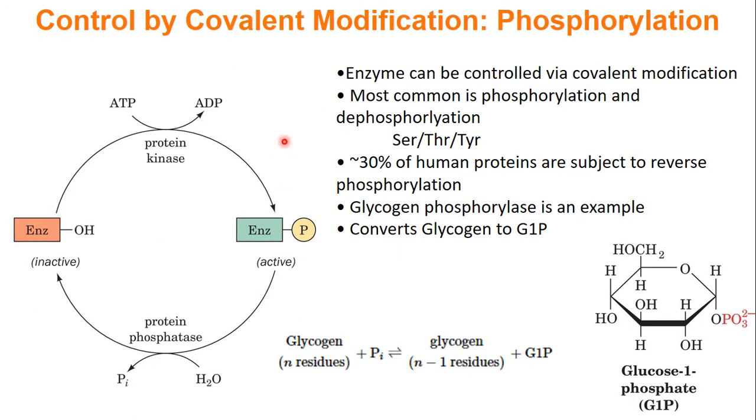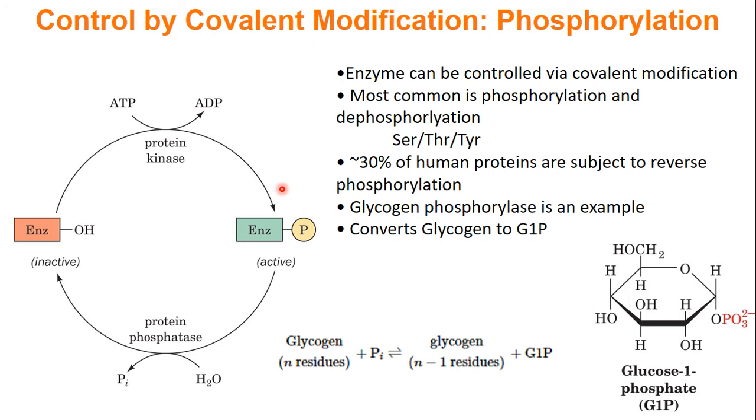And speaking of that, most enzymes are actually modified by a covalent modification. And the big type of covalent modification is phosphorylation. There's other types, but phosphorylation is probably the most prevalent. In fact, 30% of all human proteins are subject to this reversible phosphorylation. And the amino acids that are going to be phosphorylated are serine, threonine, and tyrosine. And that's because you have an OH here, and you need that OH to be phosphorylated.